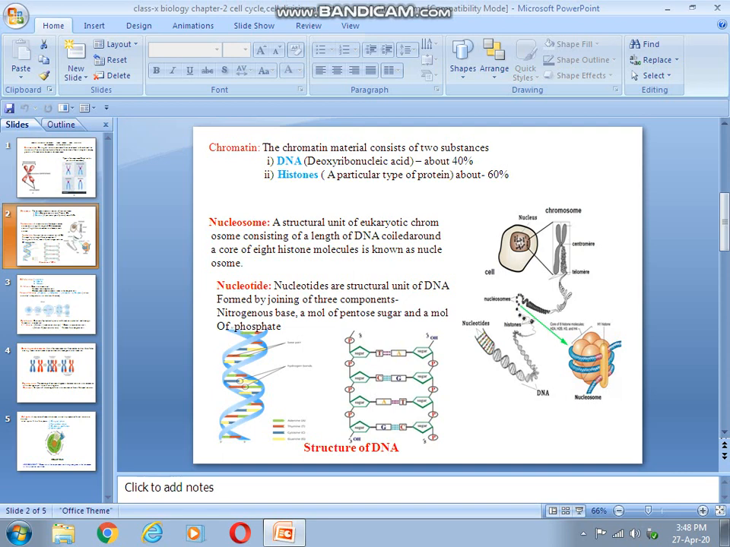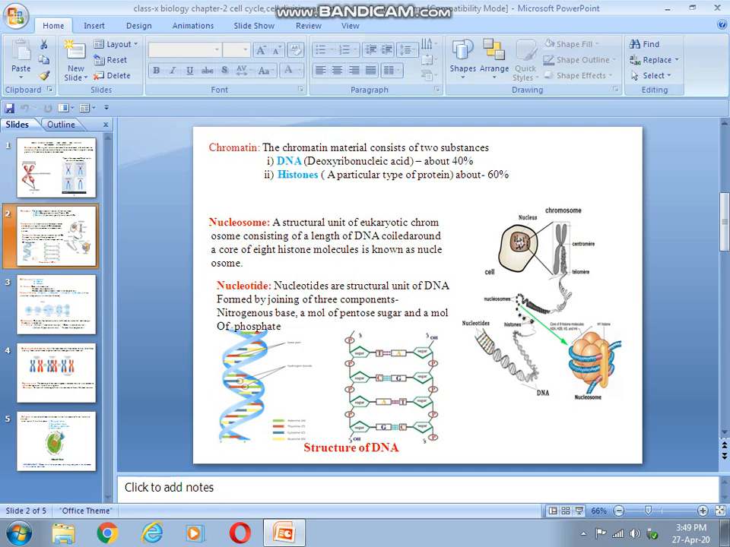Similarly, on the right hand side, P, sugar, A is a nucleotide. P, sugar, G is a nucleotide. P, sugar, T is a nucleotide. P, sugar, C is a nucleotide. So each nucleotide is formed by joining three components: a nitrogenous base, a molecule of pentose sugar, I think you understand from the diagram that it's a pentose sugar, and a molecule of phosphate. So this is the structure of DNA.